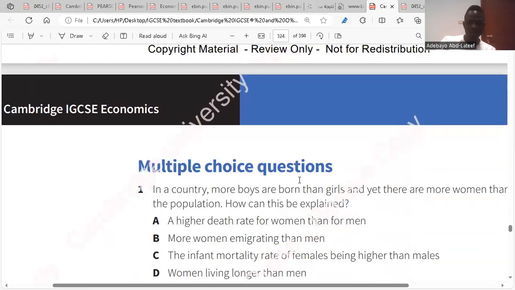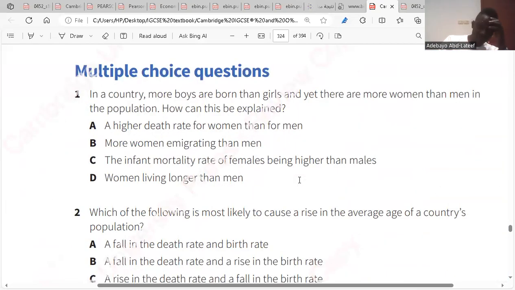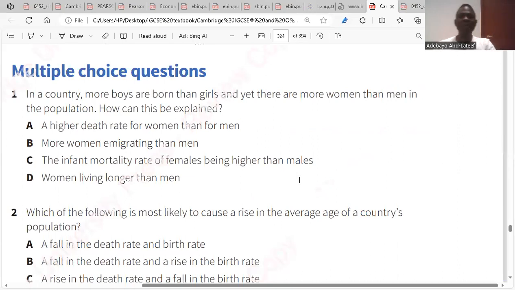Okay, are you there? I say in a country, more boys are born than girls, and yet there are more women than men in the population. How can this be explained? There are more boys than girls born, but there are more women than men in the population. How can this be explained?